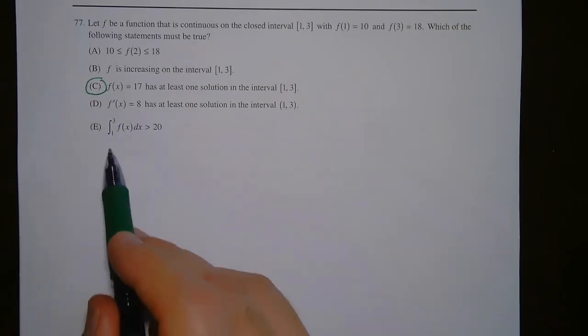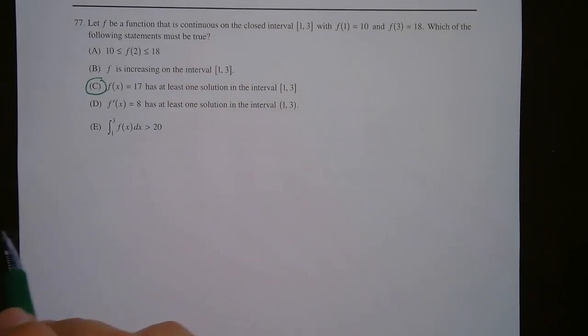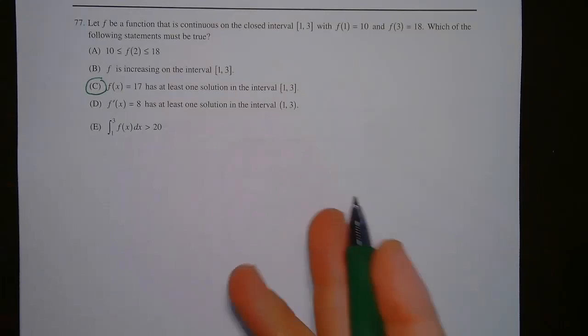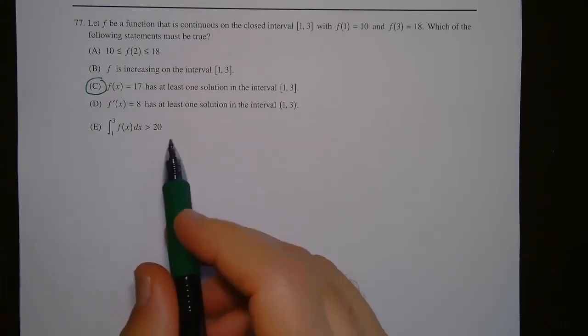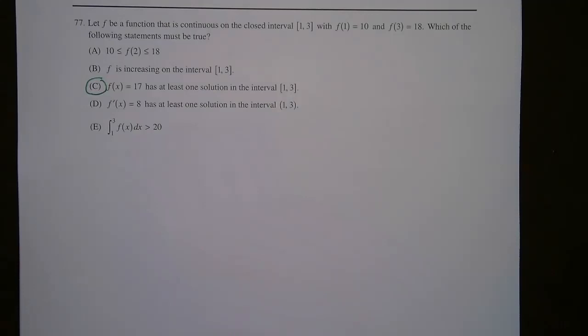And then the integral from 1 to 3 of f of x dx is greater than 20. There's no way to know, because again, you don't know what's happening in between. You could have more of the function below the x-axis than you do above the x-axis, and if that happens, then this integral would come out to be negative, okay? All right, so that's number 77.